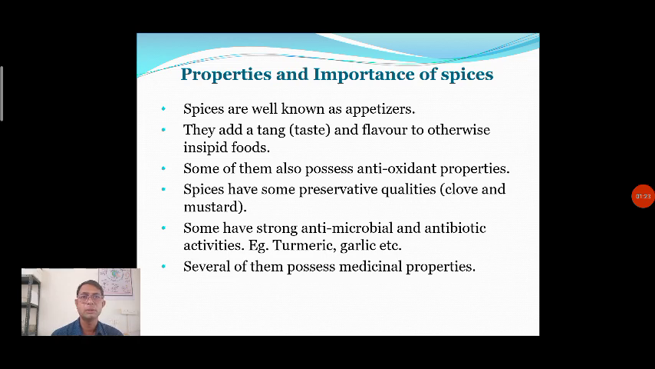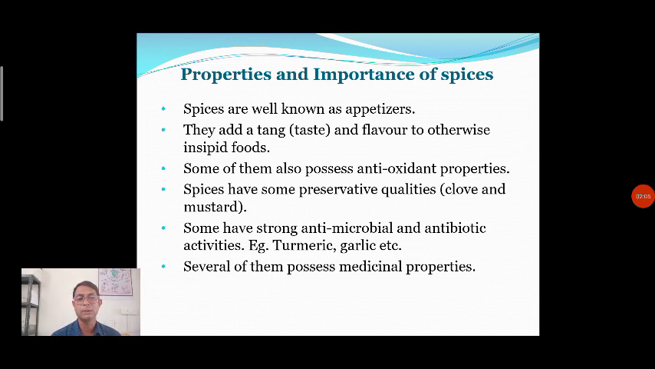Not only this, some of these spices also possess antioxidant properties. For example, we can say clove and mustard. They are also added to the food material as a preservative, and hence we can say that spices have preservative quality. Some have strong antimicrobial or antibiotic activities. For example, turmeric. Sometimes we use garlic. So turmeric and garlic both act as antimicrobial or antibiotic agents.